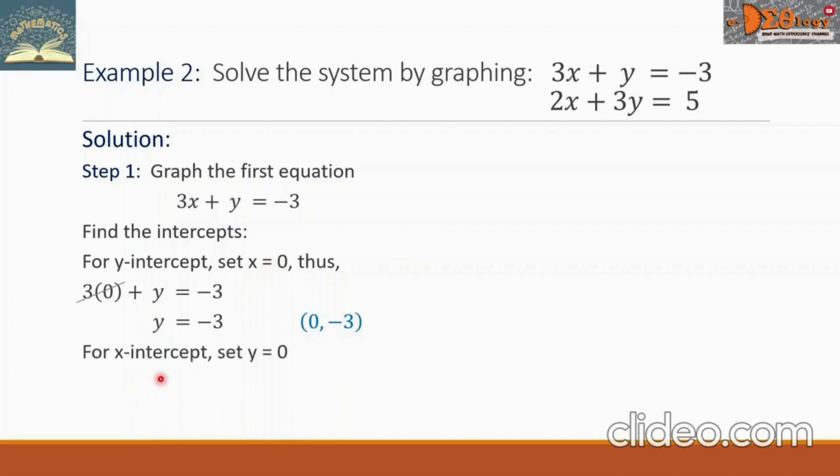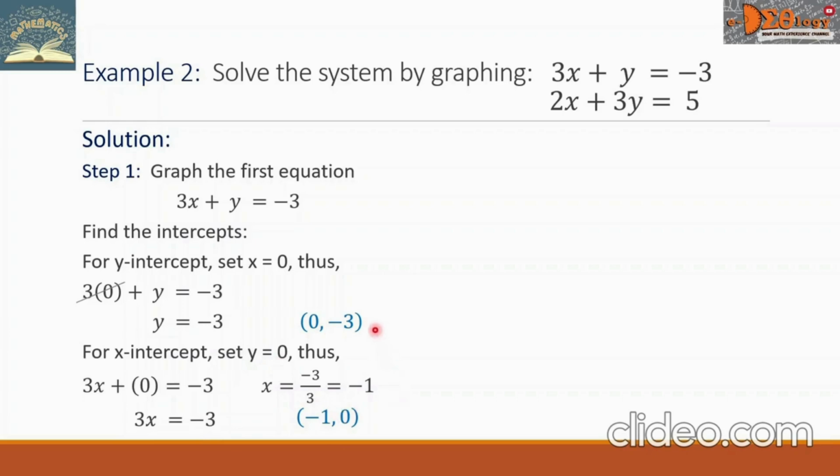Then we go for the x-intercept. We set y equals 0. For this equation, we have now 3x plus 0 equals negative 3. Or simply we write 3x equals negative 3. We divide this equation by 3, so we have x equals negative 3 over 3, and this is negative 1. And that would be (negative 1, 0). X coordinate is negative 1, while y coordinate is 0.